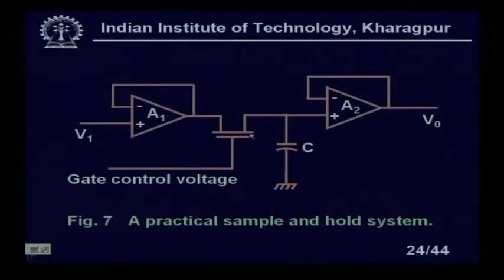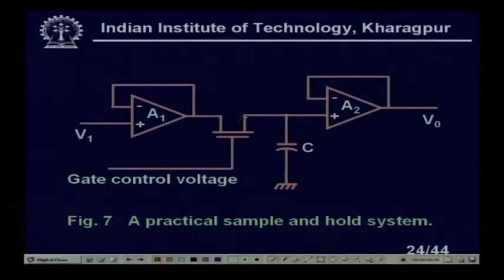Here I am using one MOS gate, one buffer amplifier at the input side and another buffer amplifier at the output side. This gets the analog signals. Suppose it is a MOSFET and the gate signal is like this. Whenever this voltage is positive, the gate is on, so whatever the input voltage is, it will come to the capacitor and the capacitor will be charged to that voltage. Once this gate voltage is removed, that voltage is supposed to stay here. During that time if V1 changes, that will not affect the output voltage or the voltage on the capacitor C. That is the basic theory of the sample and hold circuit.